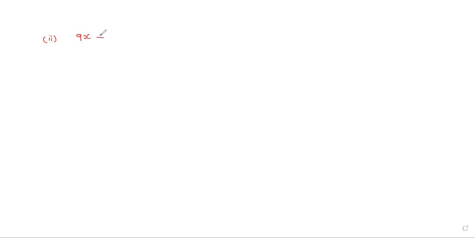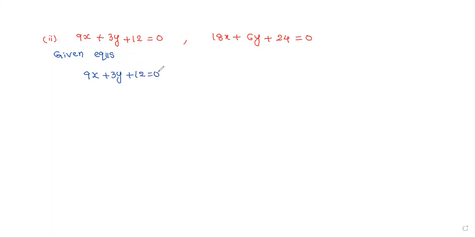9x plus 3y plus 12 equal to 0. 18x plus 6y plus 24 equal to 0. Given linear equations: 9x plus 3y plus 12 equal to 0, 18x plus 6y plus 24 equal to 0.